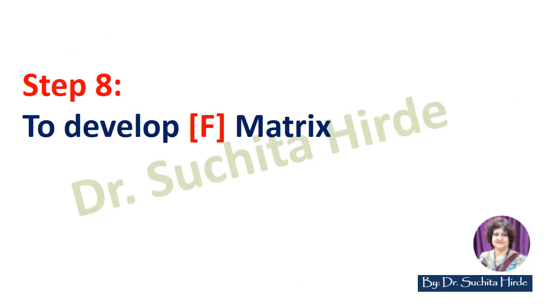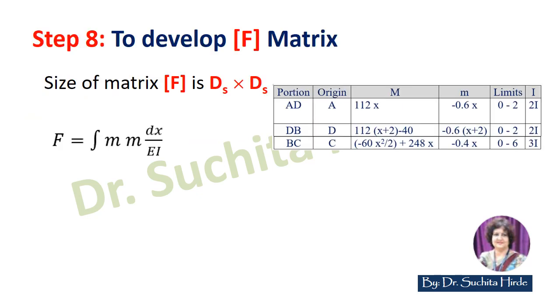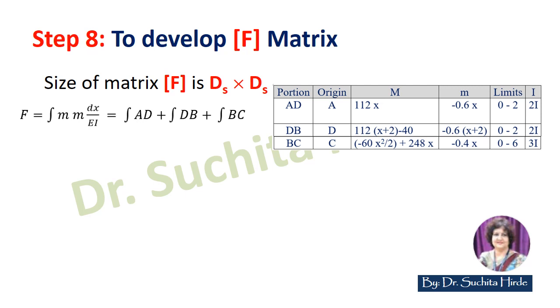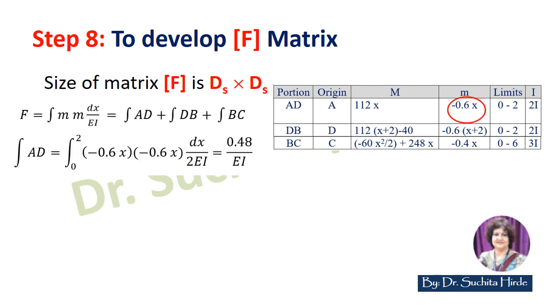Next step is to develop flexibility matrix. To calculate the flexibility coefficient, we have to write the value of small m twice into dx upon EI and integrate it. We have to divide this beam into three parts. We will write a separate equation for AD, DB and BC. For portion AD, small m value is minus 0.6x. So write it twice, minus 0.6x multiplied by minus 0.6x dx upon 2EI, because I value is 2I for portion AD. You will get 0.48 upon EI.